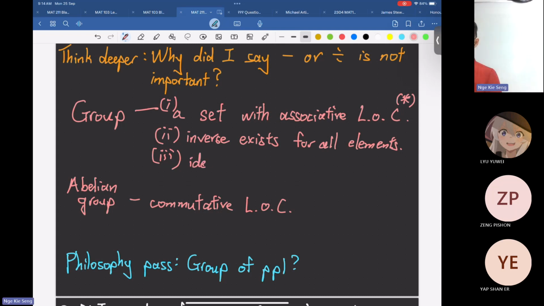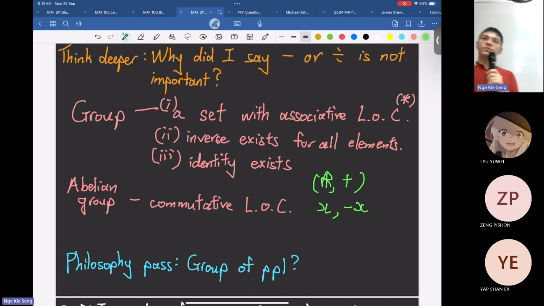What's the third one? Identity. Okay, so the identity exists. How many identities in a group? 1. Because we proved that the identity is unique. Only one identity exists. So you can see why I say minus or divide is not important, because of the second line here: the inverse must exist. For example, in R plus, the inverse of every element x is minus x. So you see, the minus appears as an inverse. It's not an operation anymore; it appears as an element. It's a condition of the group.